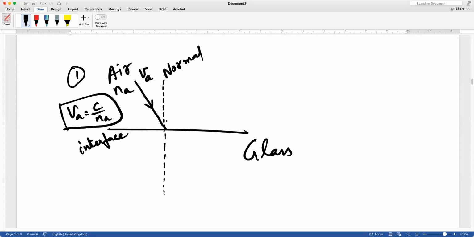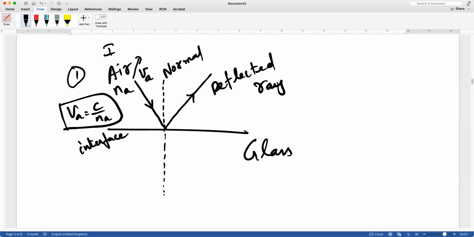Then the first thing that will happen is that there will definitely be a reflection. This will be the reflected ray, and we call this the incident ray. That depends on whether the medium is smooth, otherwise it won't behave this way. That is taken care of, because we are not going into scattering now. Do you get that?